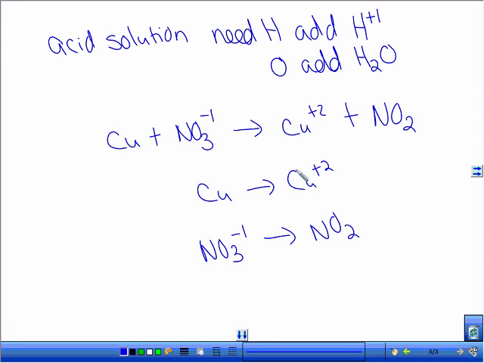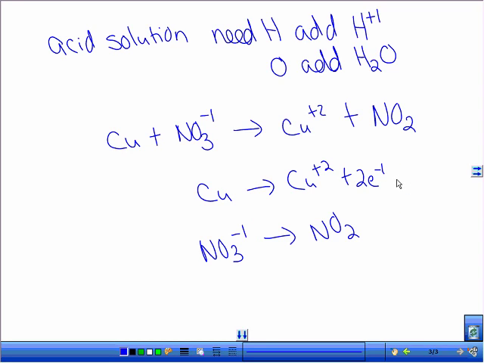Now I'm going to balance for charge on the top. This is a 0. This is a plus 2. You always add electrons to the more positive side. So I'm going to add 2 electrons here. Okay, so the top's looking good.